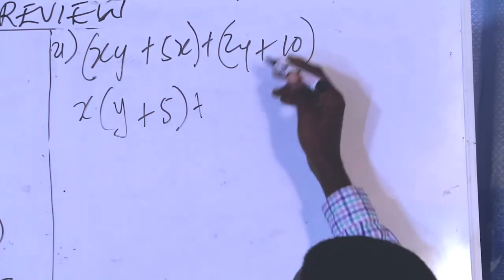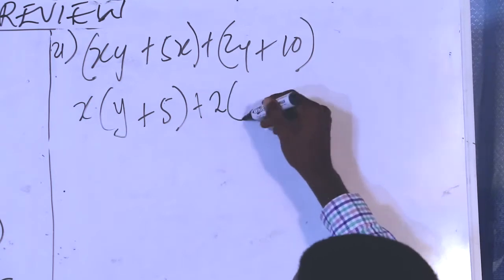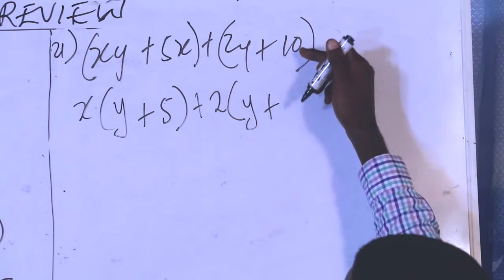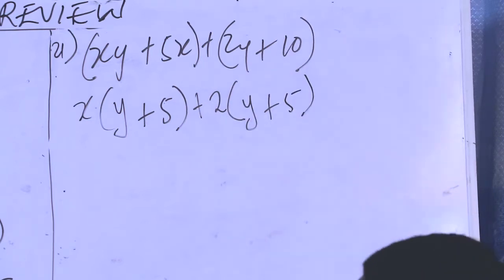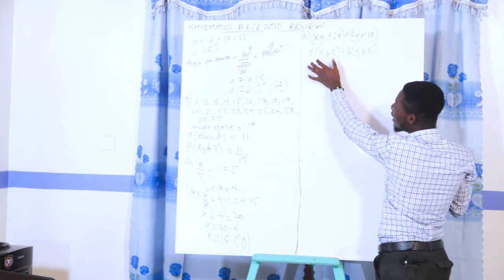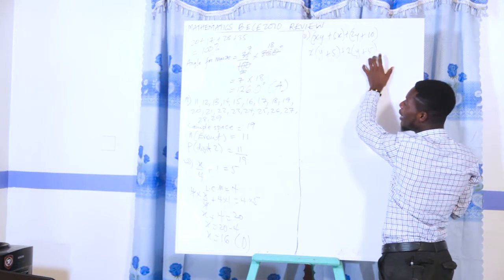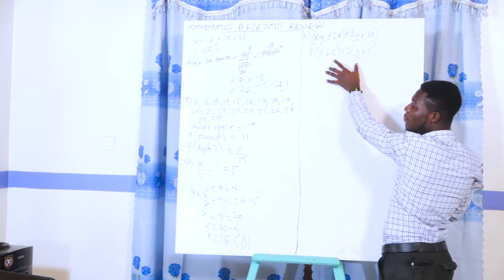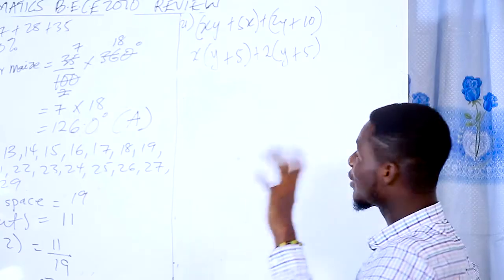The same thing is done here. The common factor is 2. 2y divided by 2 gives you y. 10 divided by 2 gives you 5. And always when you are factorizing, the brackets in each case should be the same. That is why you have y plus 5, y plus 5. If they are not the same, your factorization is wrong. You need to start again.